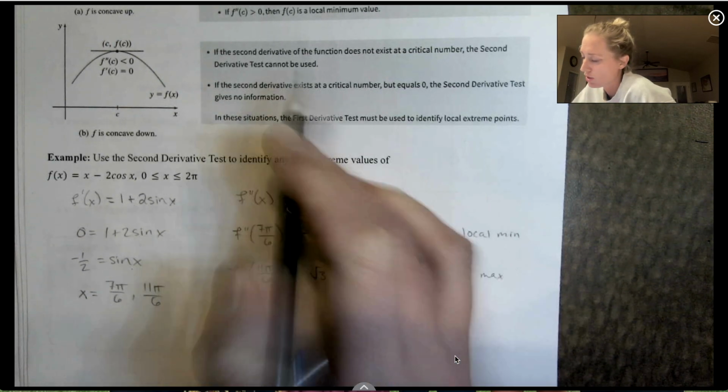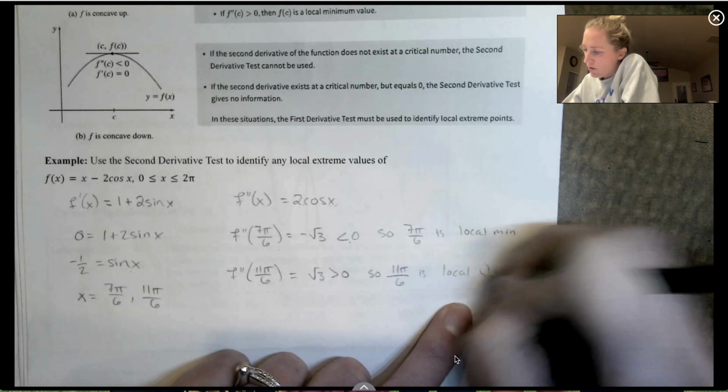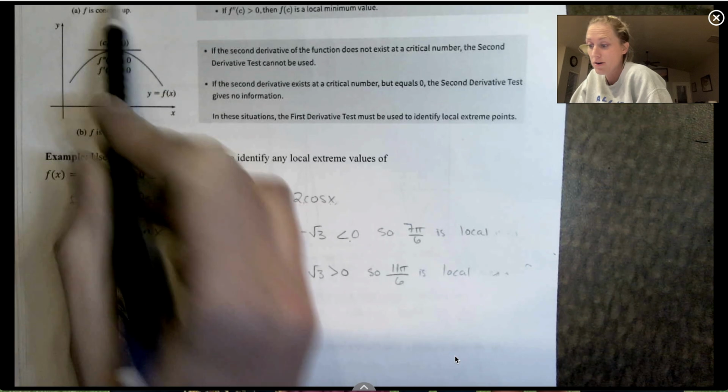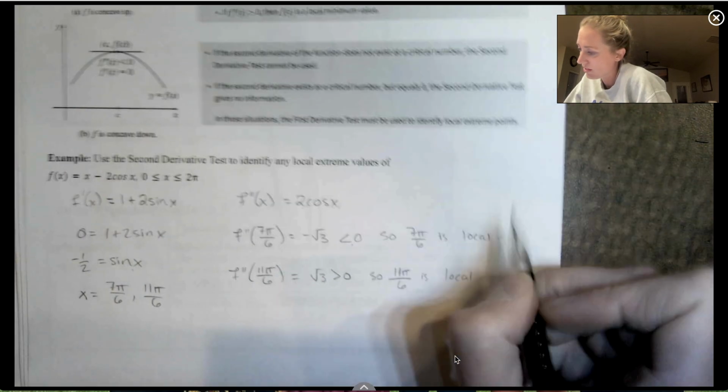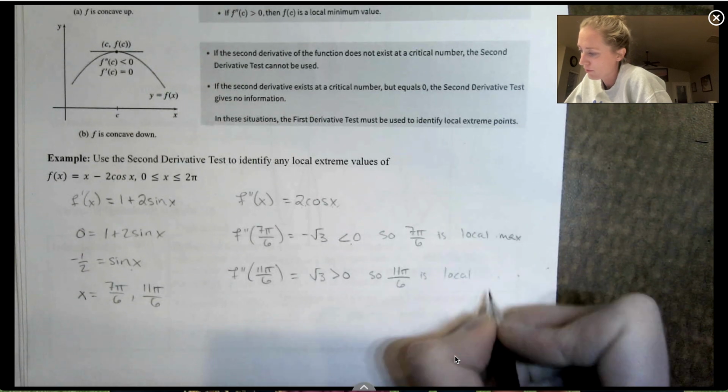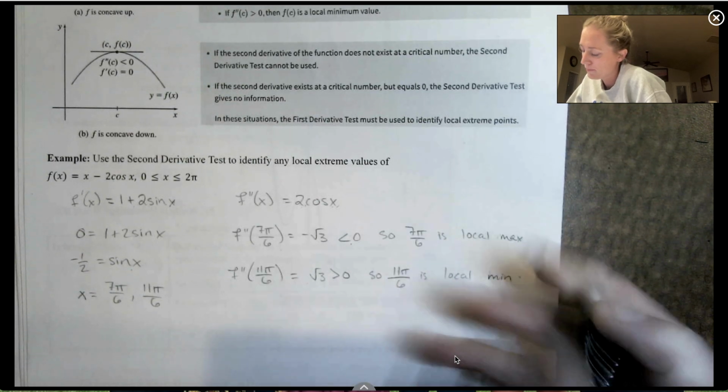I'm sorry, you guys. I did write those backwards. Okay, sorry. So this is concave down. Concave down, so this one is a local max. And this one is concave up, so it's a local min.